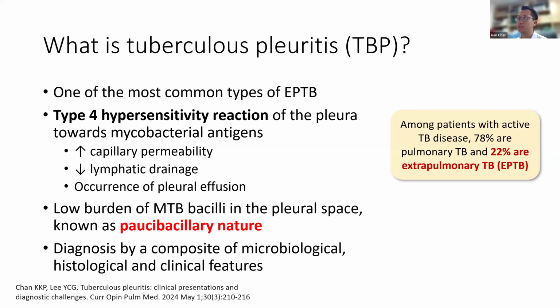So a very brief summary about TB pleuritis. This is one of the most common types of extrapulmonary TB, and it's actually a type 4 hypersensitivity reaction of the pleura towards the mycobacterial antigens. Therefore, you can't find a lot of MTB bacilli in the pleural space, which is known as a paucibacillary nature, which makes the diagnosis of TBP very challenging. Therefore, most of the time, the diagnosis is by a composite of microbiological, histological, and clinical features.